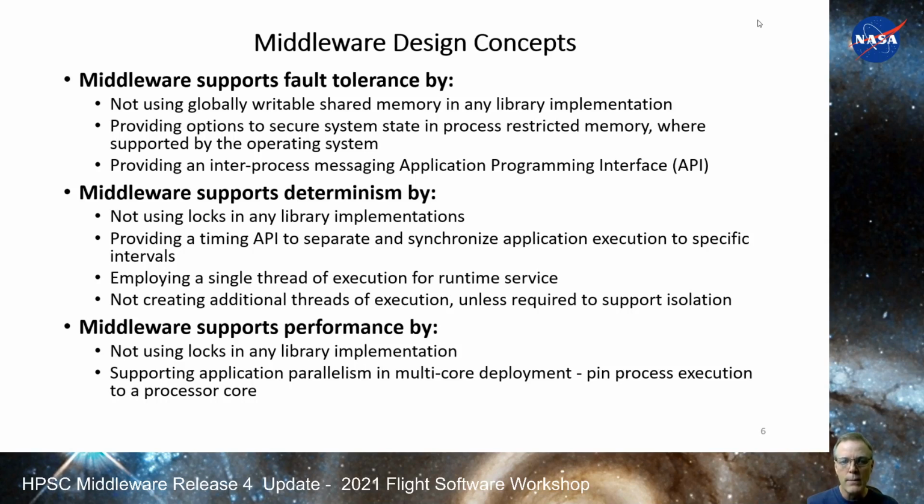On the next bullet, middleware supports determinism by not using locks in any of the library implementations, by providing a timing API to separate and synchronize application execution to specific intervals, and by employing a single thread of execution for its runtime service, which we will discuss in a few slides. Other than the single thread, middleware will not create any additional threads of execution unless needed to support isolation. Finally, middleware supports performance by not using locks in the libraries and by supporting application parallelism in a multi-core deployment. We have the ability to pin process execution to a processor core.